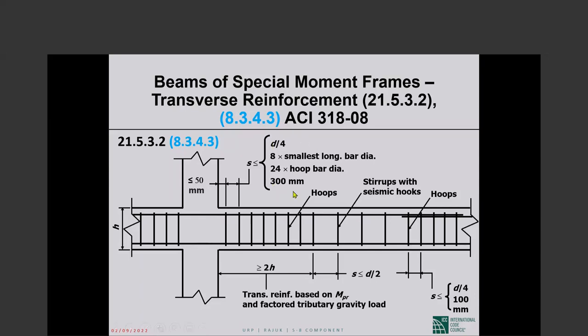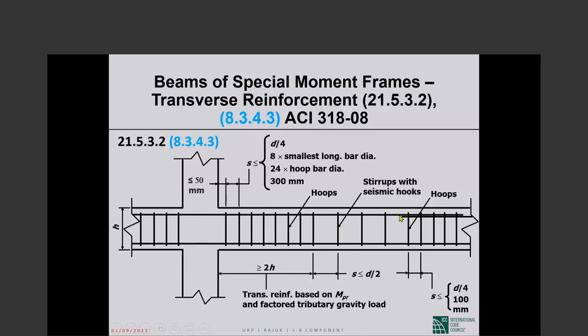Spacing not to exceed any of those 4 quantities: 1/4 of the effective depth, 8 times the smallest longitudinal bar diameter, 24 times hoop diameter, or 12 inches. So the spacing cannot exceed the smallest of those 4 things. At the end of the plastic hinge region, we have to have stirrups at a spacing not to exceed 1/2 of the effective depth. These can be stirrups. They don't have to be hoops. They don't have to be closed.